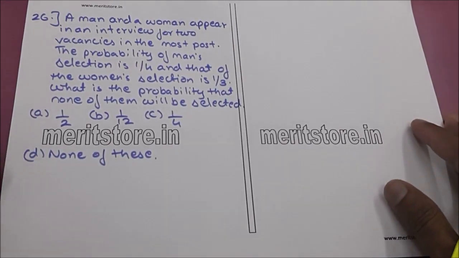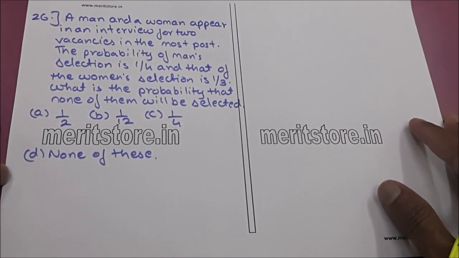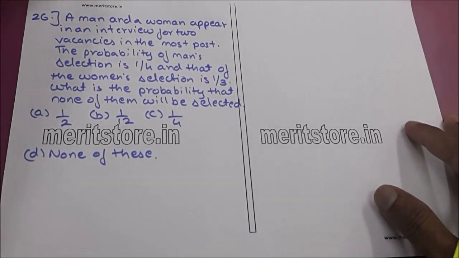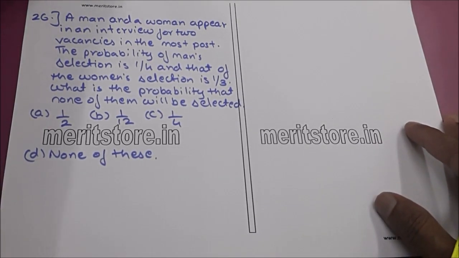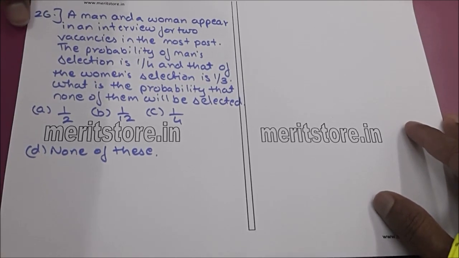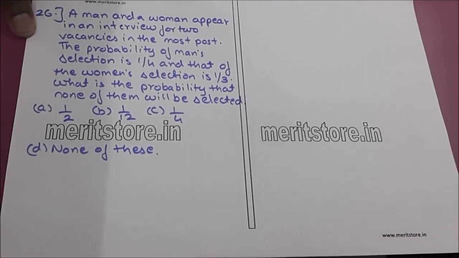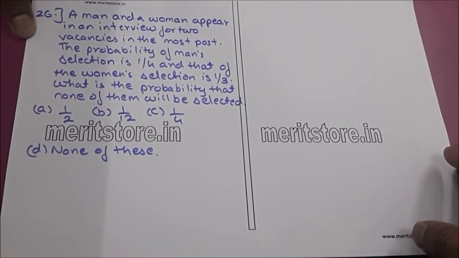Question 26. A man and a woman appear in an interview for two vacancies in most posts. The probability of man's selection is 1 by 4 and that of woman's selection is 1 by 3. What is the probability that none of them will be selected? A half, B 1 by 12, C 1 by 4, or D none of this.